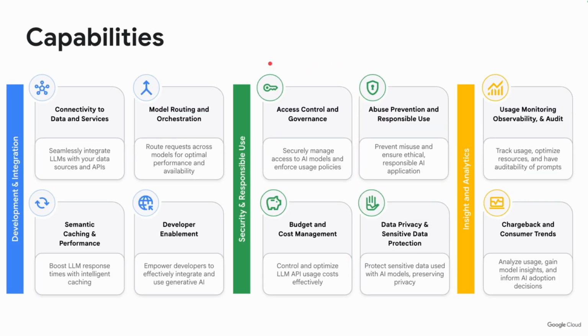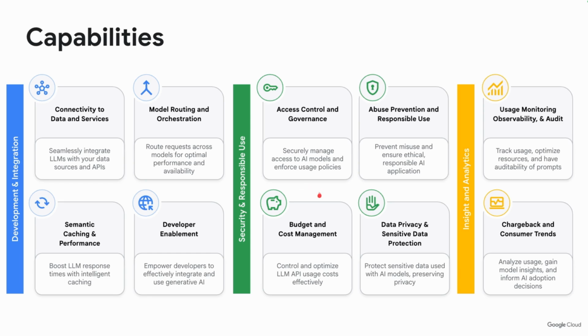But what comes to mind from a capabilities perspective is now we can really focus on model routing and orchestration. Or maybe we want to really focus and hone in on semantic caching and performance where we want to boost LLM response times with some intelligent caching. Then we also are going to leverage some access control governance where we want to securely manage AI models through the Apigee platform.